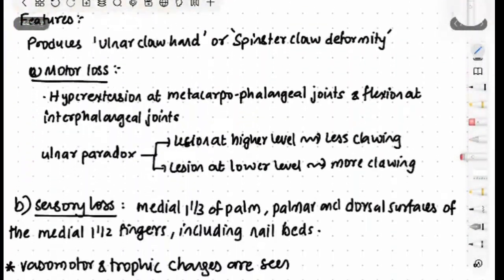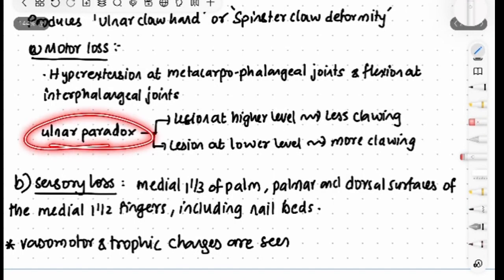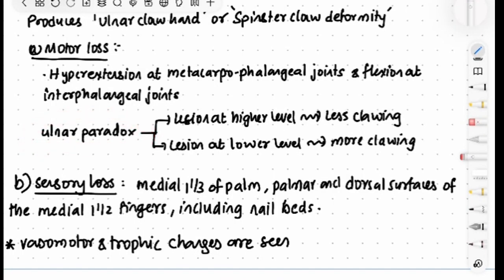Now the next one is the ulnar paradox. This ulnar paradox can be asked as an MCQ. What is this ulnar paradox? If the lesion is at a higher level, that is at the elbow, there will be less clawing of hand. If the lesion is at the lower level, that is at the wrist, it causes more clawing. That is the ulnar paradox.